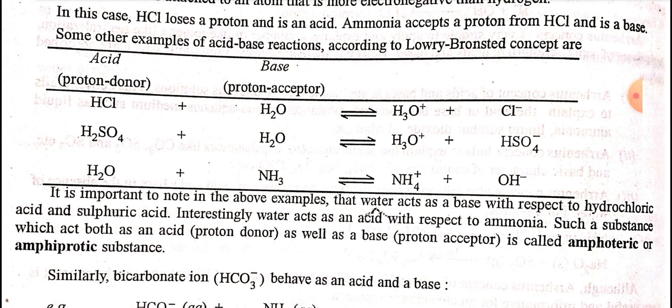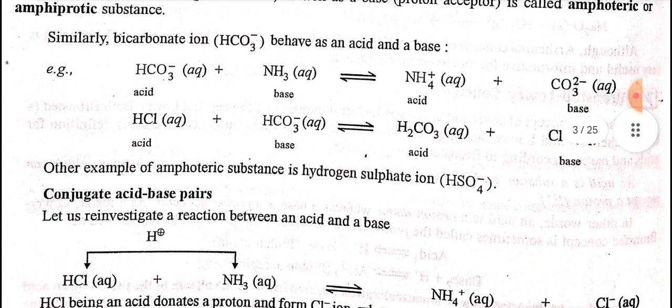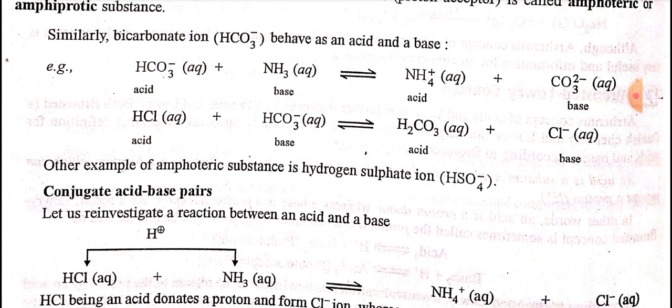Such a substance which acts both as an acid (proton donor) as well as a base (proton acceptor) is called an amphoteric or amphiprotic substance. Similarly, bicarbonate ion behaves as an acid and a base. Bicarbonate ion combines with ammonia to give ammonium ion and carbonate ion. HCl plus bicarbonate combines to form H2CO3 and chloride ion. Another example of an amphoteric substance is hydrogen sulfate.